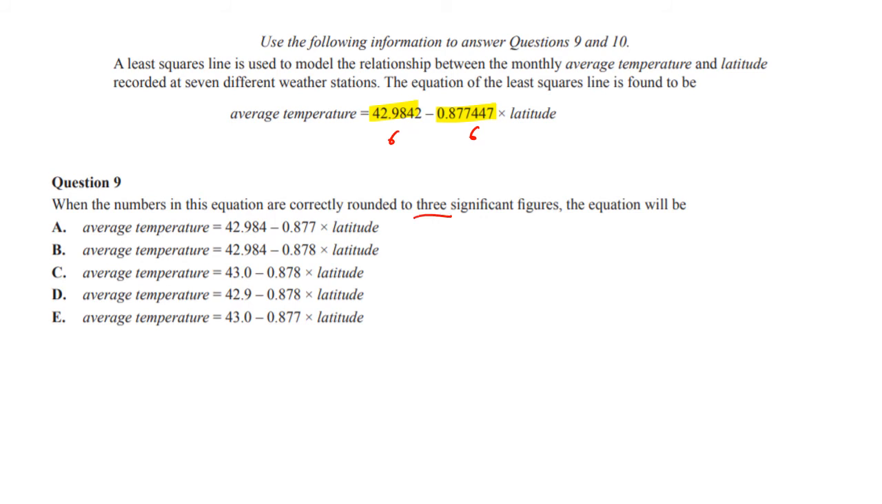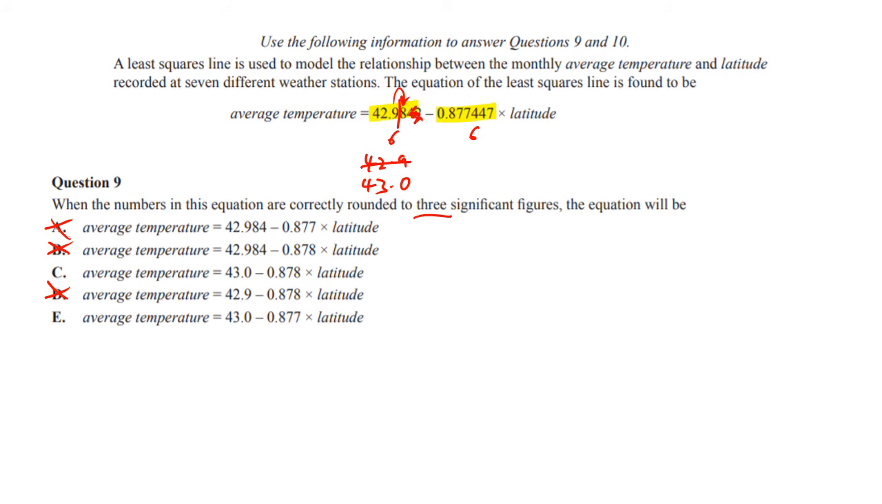So what do we do? We've got 4, 2, 9. We've got to cut that off. The 9 looks at the 8. The rest doesn't matter. So that would be 42 point... Oh, wait, the 9 has to go up. So it's not 42.9, it's 43.0. And immediately, that means I can rule out A and B and D. Isn't that nice? And then we look at the next one.